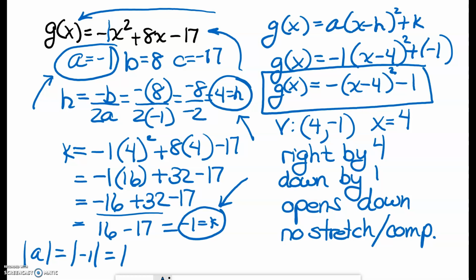Tell me whether the graph opens up or down. Tell me if we have a stretch or compress and by how much, or if there is no stretch or compress. I'd like the equation for the axis of symmetry, and then I'd like you to write the equation from standard form back into vertex form like I did in all of my examples right here.